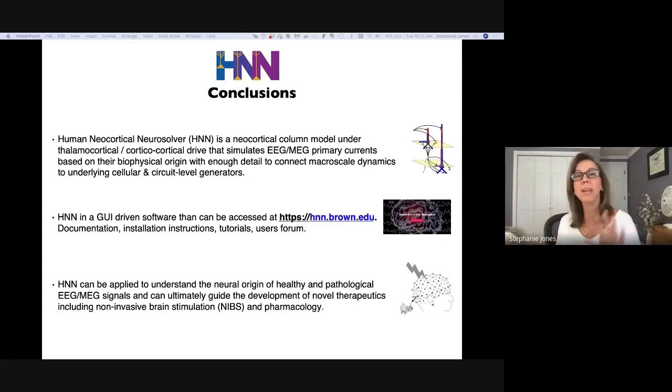And so you get these targeted predictions, but it's not the end-all be-all. This is not the way the brain does it. We think of it as a hypothesis developing and testing tool. Let's start to generate some biophysically grounded hypotheses and then keep pushing the envelope and testing these and changing things.